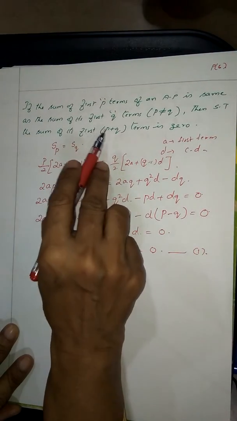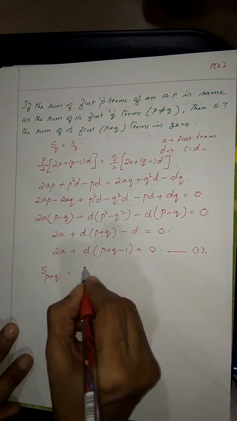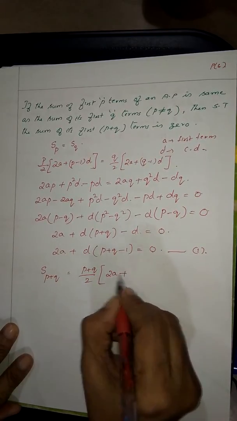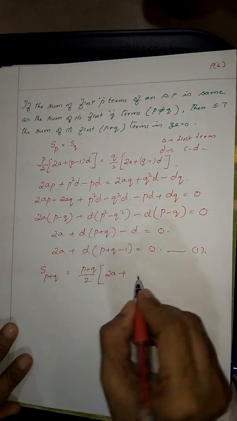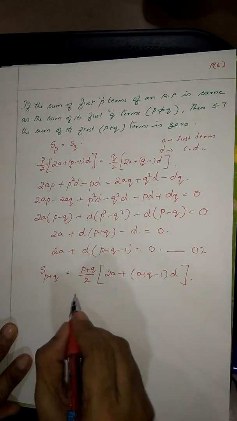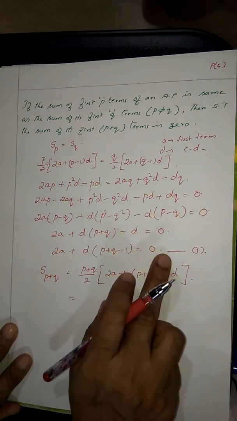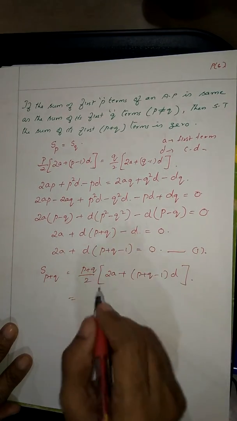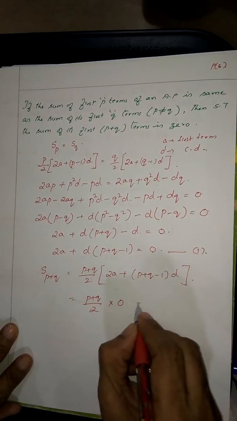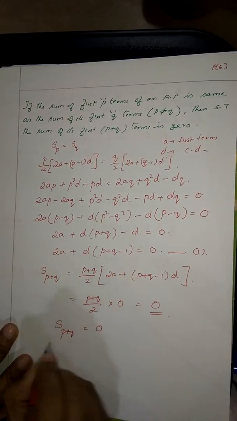Now we have to find the sum of the first P plus Q terms. So S of P plus Q is equal to n by 2, that is P plus Q by 2 into 2A plus n minus 1 into D, where n minus 1 will be P plus Q minus 1. We have already got that 2A plus P plus Q minus 1 into D is equal to 0. So P plus Q by 2 into 0 is equal to 0. So S of P plus Q is equal to 0.